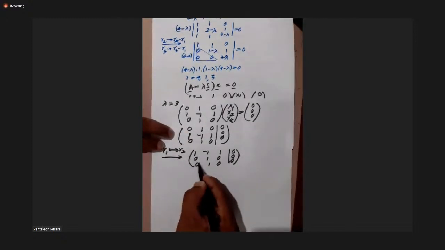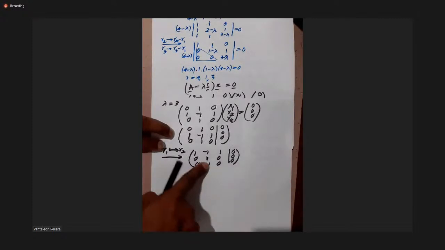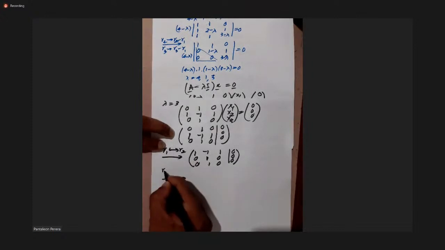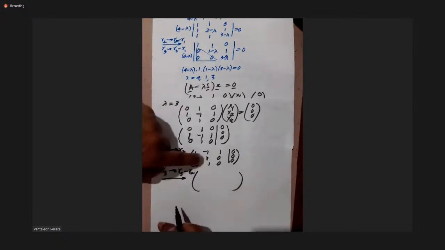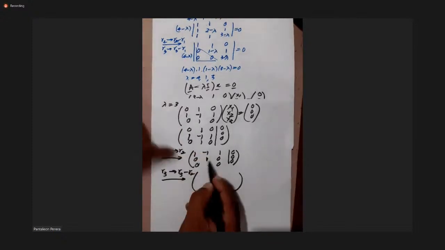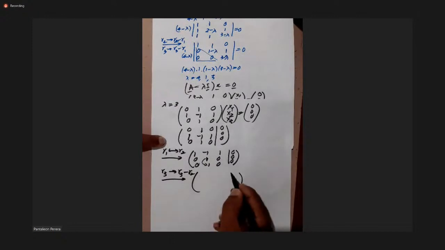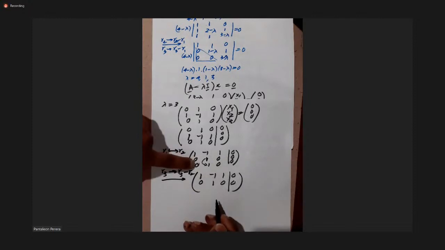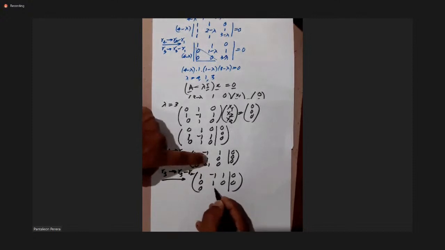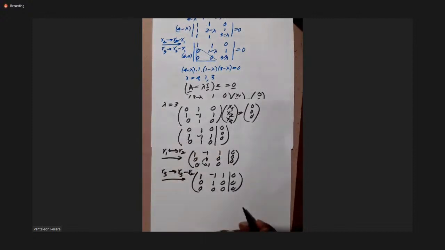Now it's easy. This one is already 1, you don't have to worry. Subtract and make it zero: R3 becomes R3 minus R2, because we are going to use this element to make it zero. So I'm not going to change both R1 and R2. Now subtract: 0 minus 0 is 0, 1 minus 1 is 0, 0 minus 0 is 0. You have only two equations.